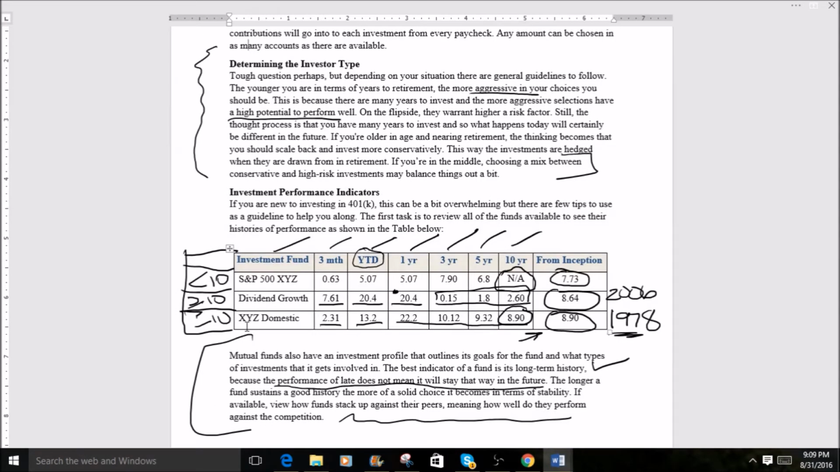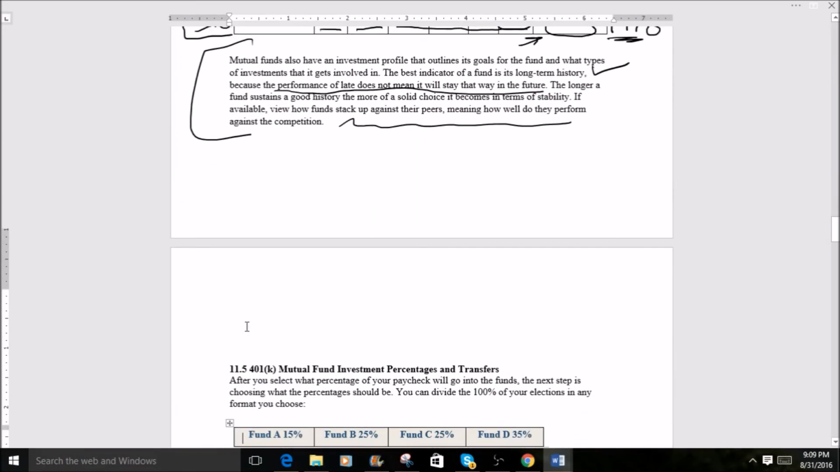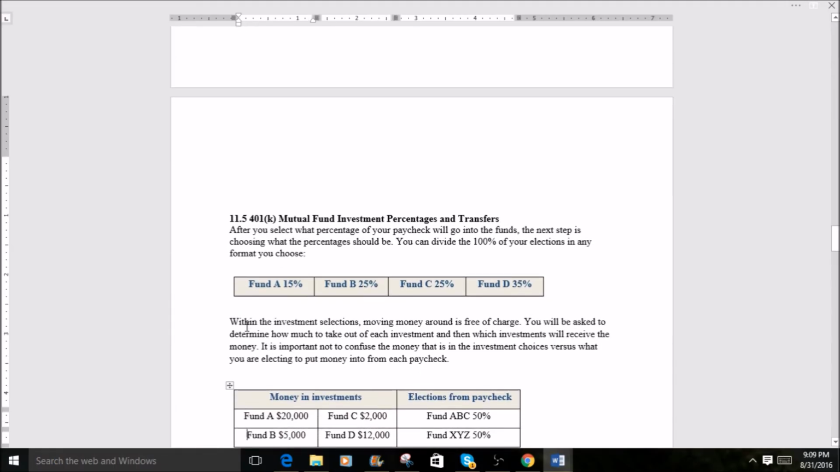Okay, that's going to do it for this section, and we're going to get into 11.5 in the next section, where we talk about mutual fund investment and percentages and transfers, and certainly talking about, again, that diversification principle.